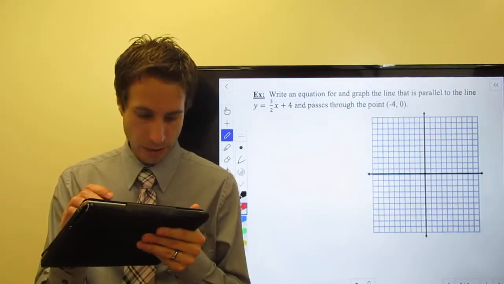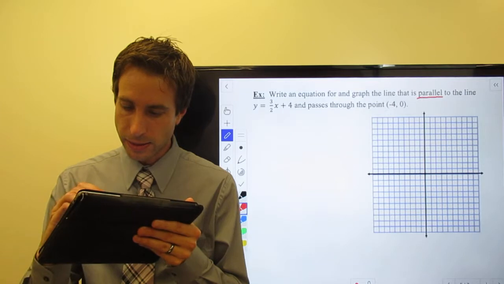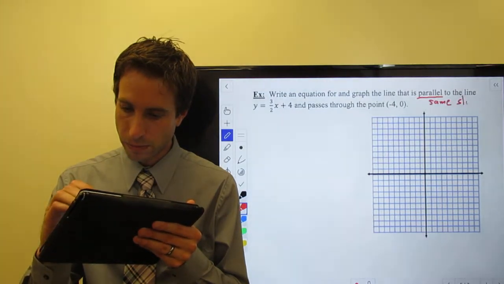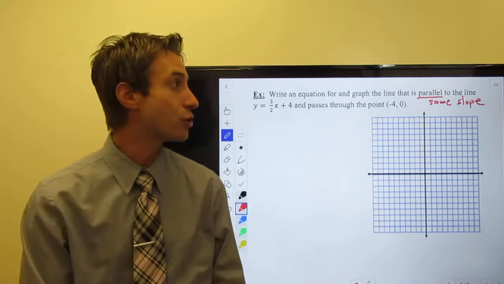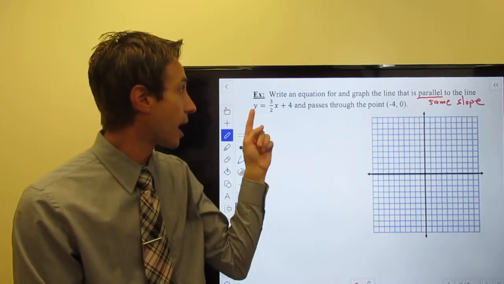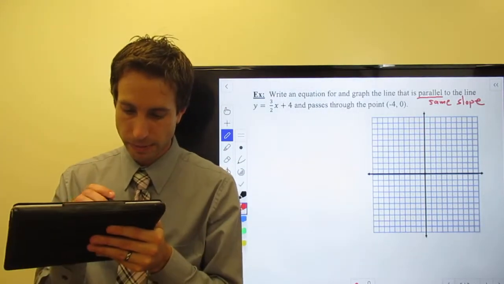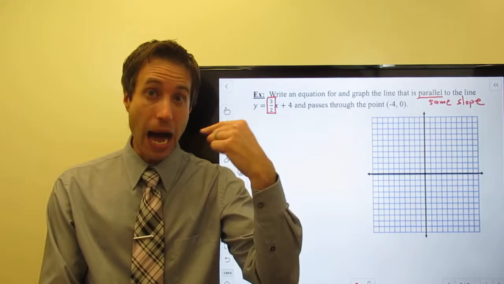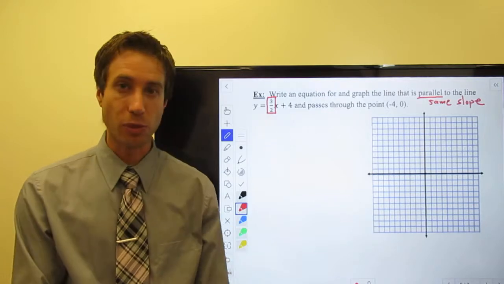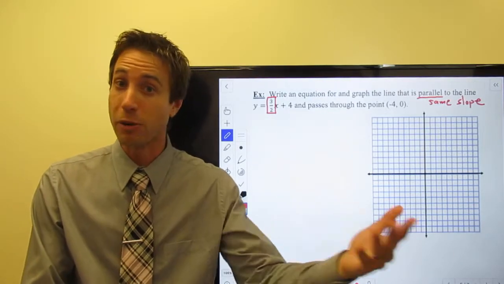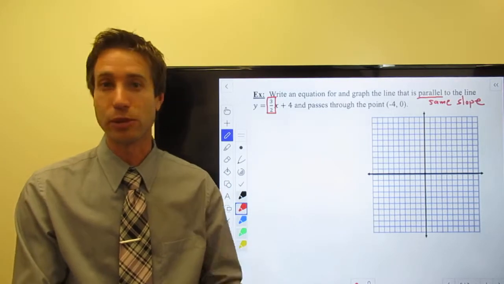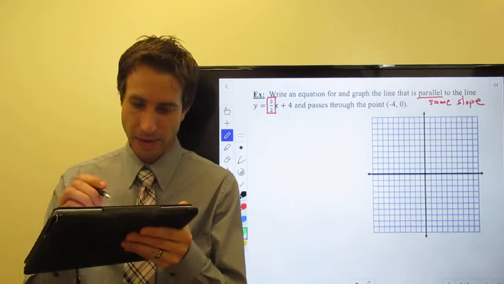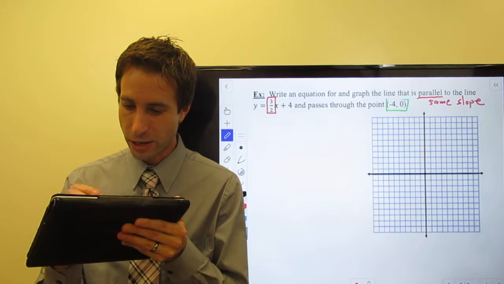I want you to write the equation for the graph of a line that is parallel. That means same slope. Same slope to what? Parallel to the line, there it is. That slope right there, 3/2. So I know the line I'm going to write needs to have a slope of 3/2. Parallel means same slope. And I also tell you it's got, there it is, my point.